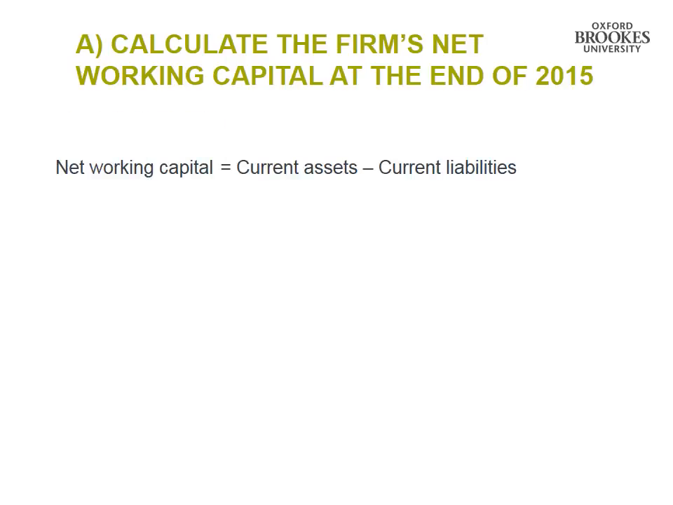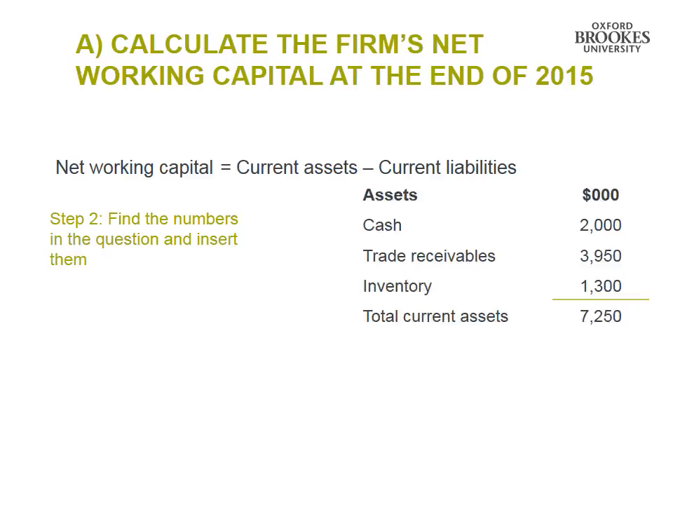So what's the second step? The second step is to find the numbers in the question and insert them. So where am I going to find the numbers about current assets? Balance sheet. So we go back to the question, have a look at the balance sheet, and there's an extract from it there. Where do I find the current assets? It's there, total current assets, and that's what I pop onto my examination answer.